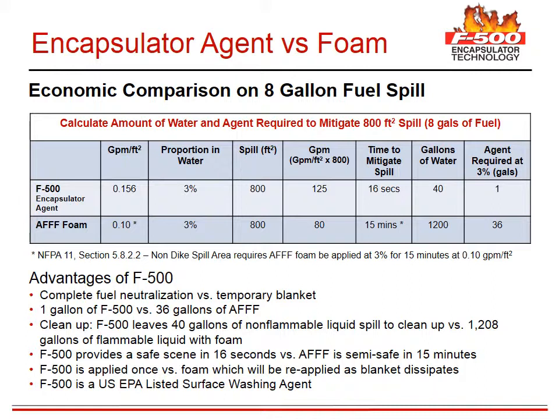Once the foam blanket breaks down, the fuel is again exposed to the oxygen, so the foam will have to be reapplied until the temperature of the fuel drops. Then an absorbent will need to be applied and it will be cleaned up and hauled off as hazardous, flammable material. On the other hand, the F500 and the encapsulated hydrocarbon will simply evaporate. Aside from the cost of the foam, 36 gallons, versus F500, only 1 gallon, the cleanup costs are alarming.